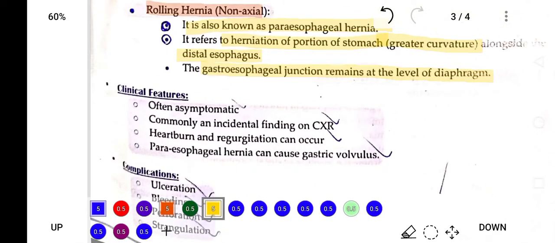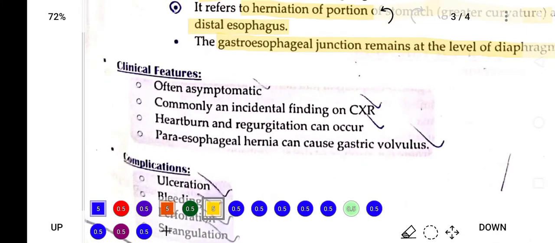Now, the clinical features of hiatal hernia: it is often asymptomatic. Sometimes the patient is asymptomatic, and no significant symptoms are observed. It is commonly an incidental finding in chest X-ray when a patient goes into the hospital for another problem, and incidentally the patient is advised to go for a chest X-ray. Then this condition can be diagnosed.